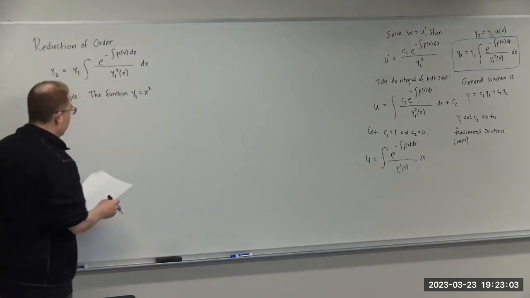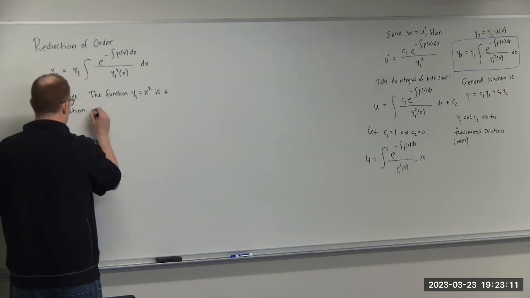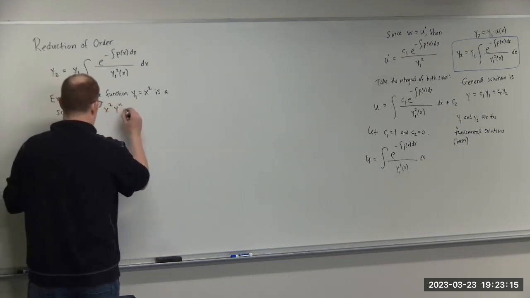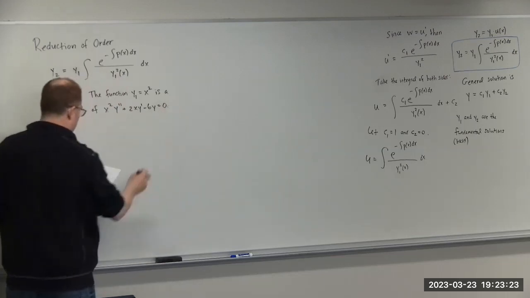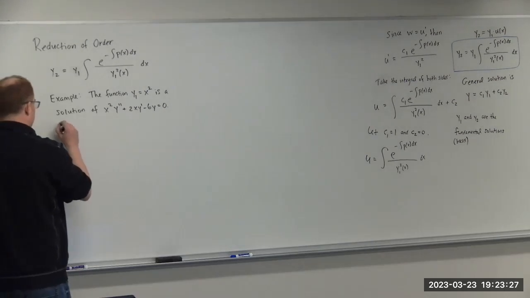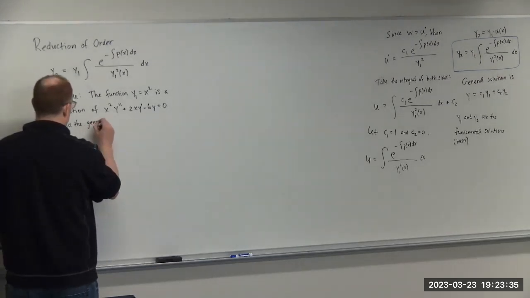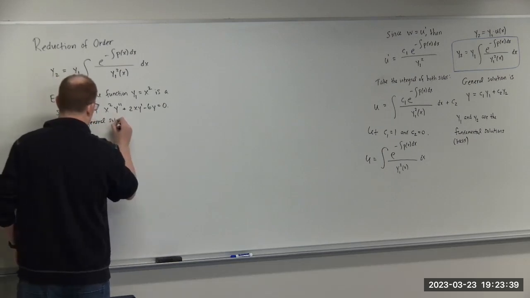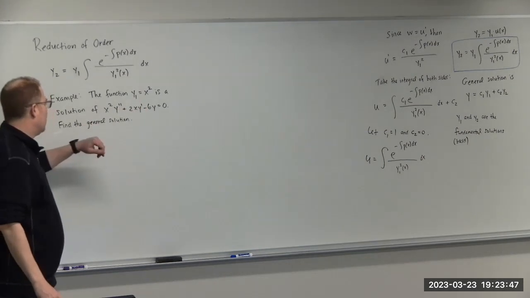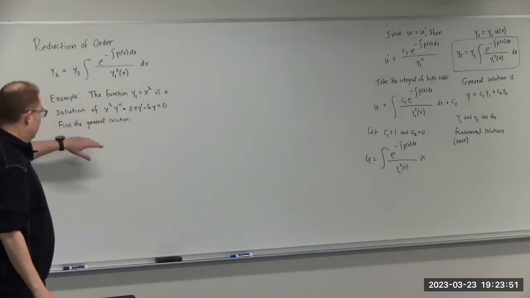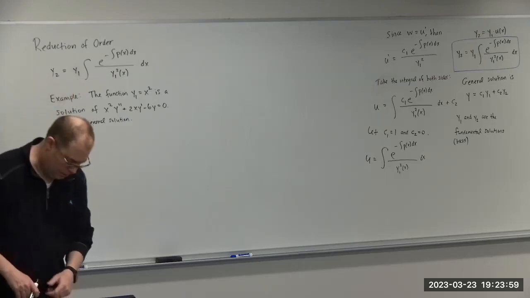Okay, so we're given x squared as a solution of this second order differential equation. And we want to find the general solution of this DE. This is a perfect example where you're given one of the solutions to this second order equation, and you want to find the general solution. So we can use reduction of order to find that second solution. Okay, so let's do that.